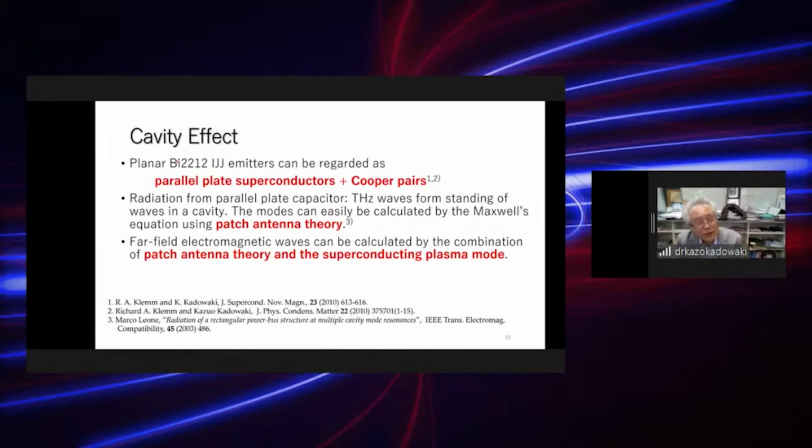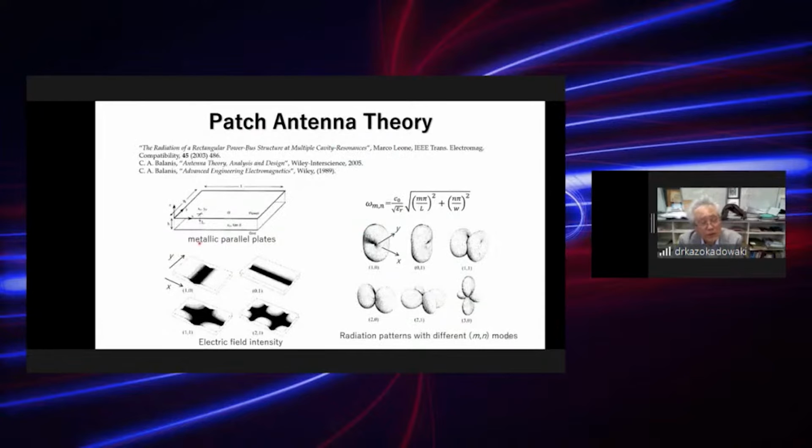There is another effect for the radiation, that is the cavity effect. The mesa itself works as a cavity resonator for the emission. So this can be considered to be a parallel plate superconductor, plus, of course, Cooper pairs inside. So we cannot neglect that, but we can get most of the effect from this parallel plate model. So this is what we call the patch antenna model.